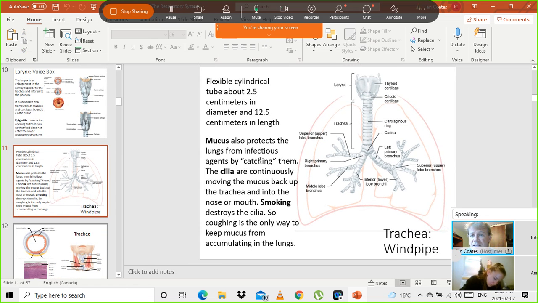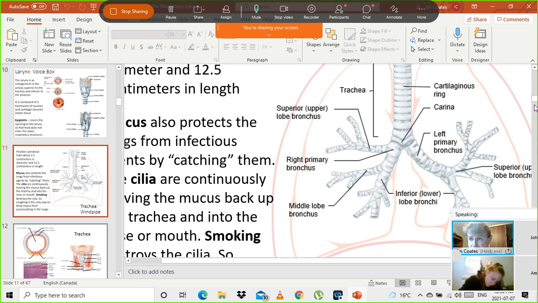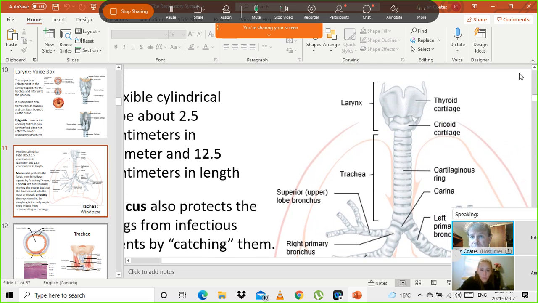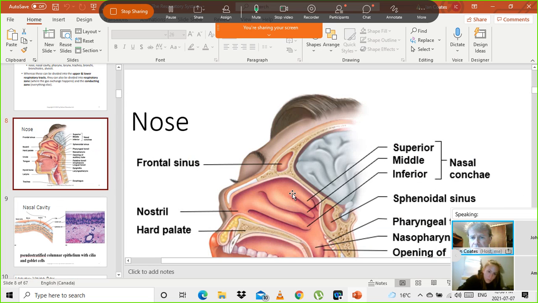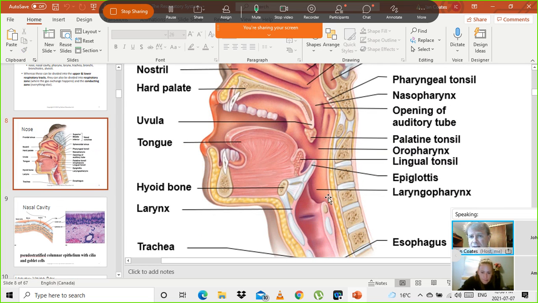Here we get into the mucus and the cilia. But I want to zoom in here and have a look at this. So now we're into the lower respiratory tract, right? So here's my larynx, okay? And you'll see the trachea coming down. And if I can go back to here, there's my esophagus and here's my trachea. The trachea is lined with these C-ring cartilages, okay? And so the trachea has protection. The esophagus doesn't. There's a reason why.